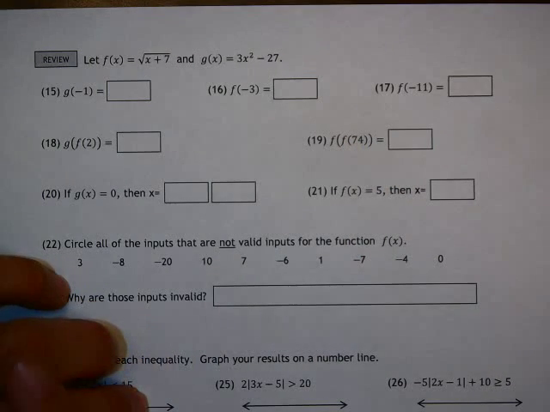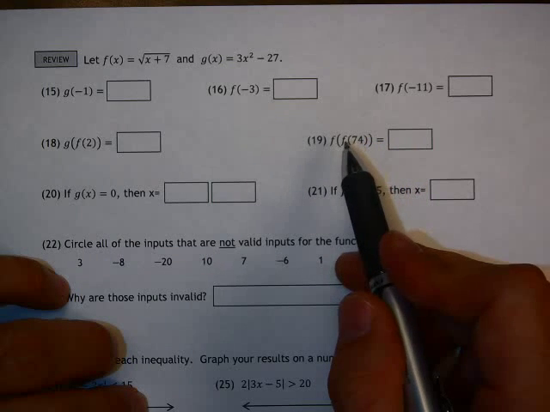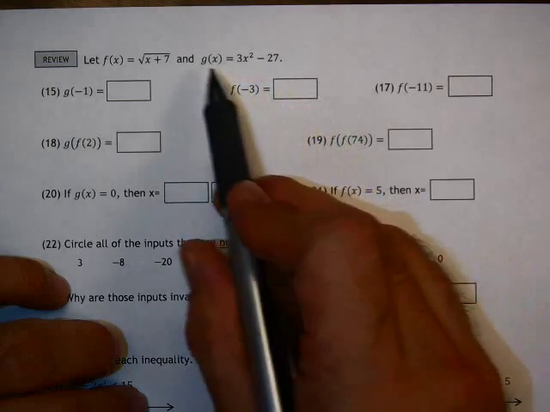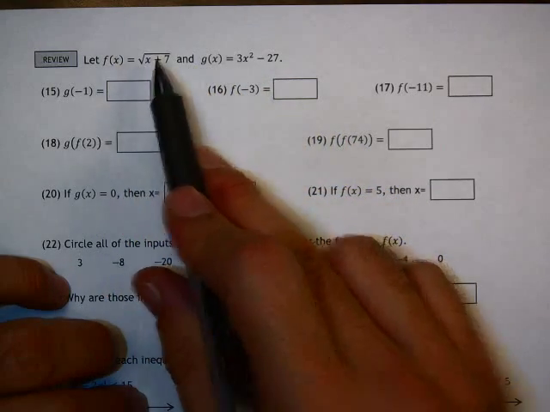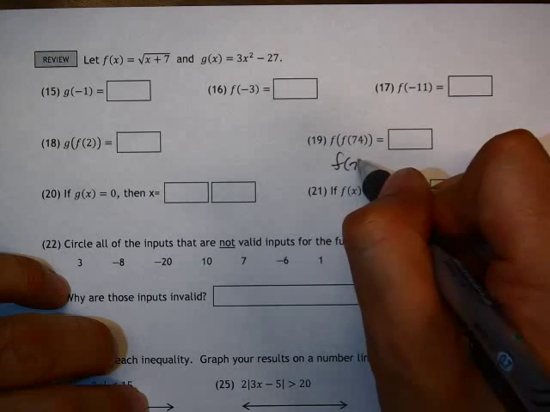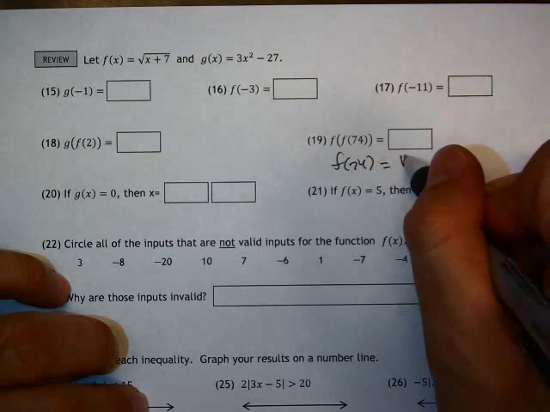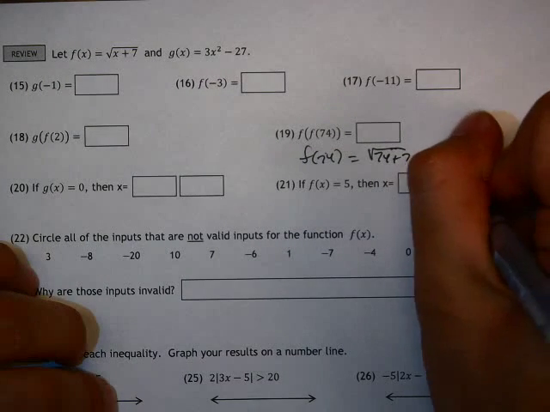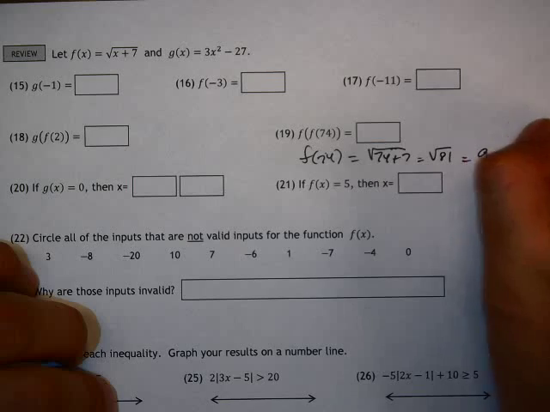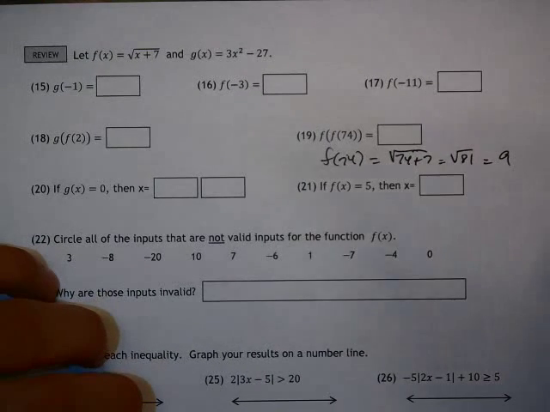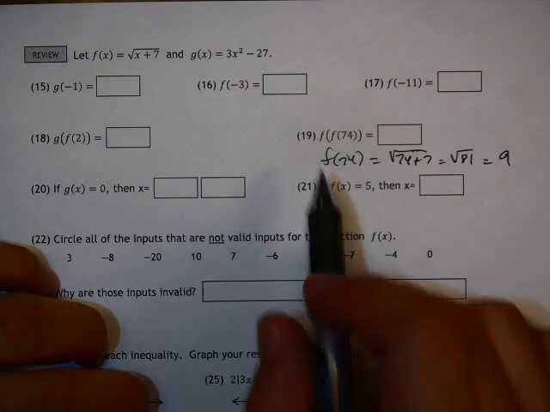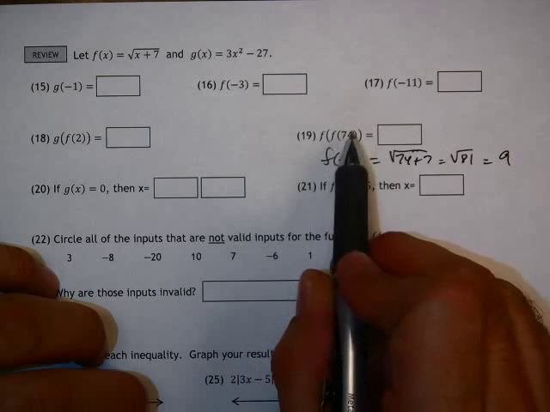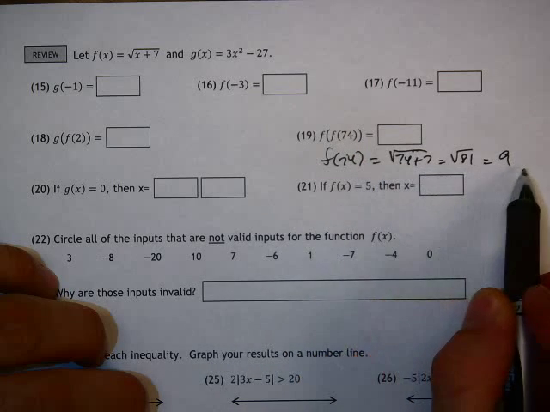So for f of 74, that tells me, since there's no x, that this 74 gets plugged into this function here. So my f of 74 would equal the square root of 74 plus 7, which equals the square root of 81, which equals 9. Then that value of 9 gets plugged back into f. So we did this inside part first. We plugged in, worked it all out, got a 9.